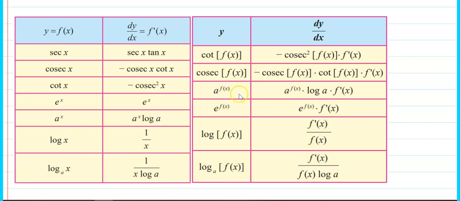And here, a raised to f of x, its derivative is similar: a raised to f of x into log a, but here into f dash of x.